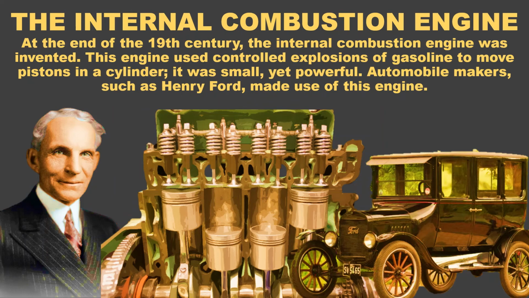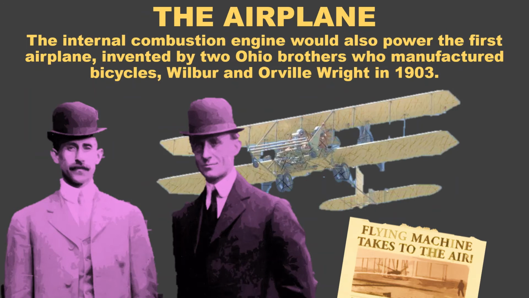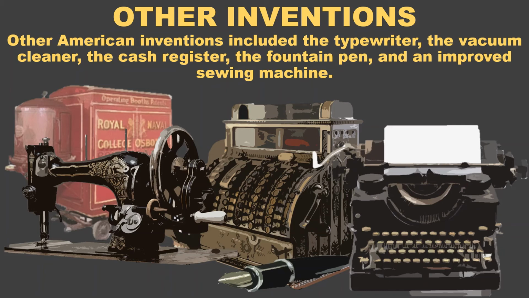At the end of the 19th century, the internal combustion engine was invented. This engine used controlled explosions of gasoline to move pistons in a cylinder. It was small, yet powerful. Automobile makers, such as Henry Ford, made use of this engine. The internal combustion engine would also power the first airplane, invented by two Ohio brothers who manufactured bicycles, Wilbur and Orville Wright, in 1903. Other American inventions included the typewriter, the vacuum cleaner, the cash register, the fountain pen, and an improved sewing machine.